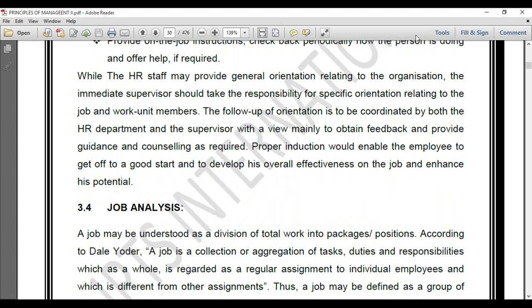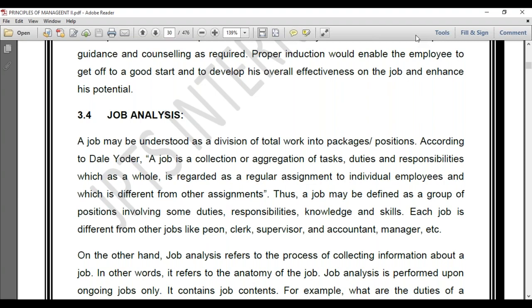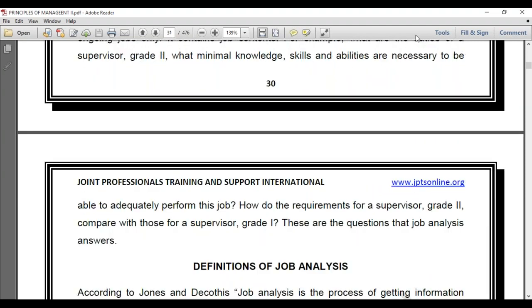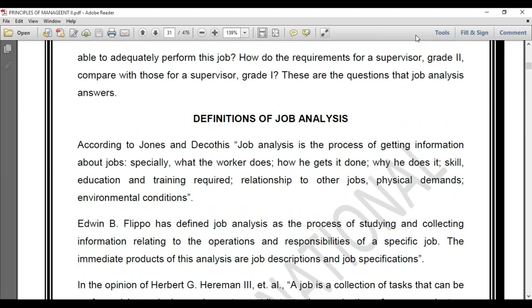From there, we move to job analysis. By job analysis, we mean the division of total work into packages or positions. As a human resource person, you analyze this job in such a way that the right kind of people will fit in for the job. After that, let's look at the definition of job analysis by Jones. He defined job analysis as the process of getting information about jobs.